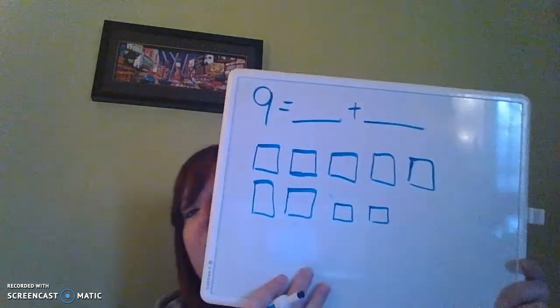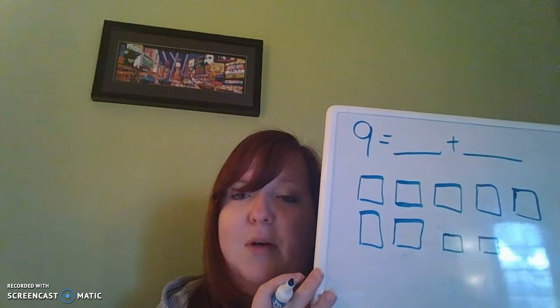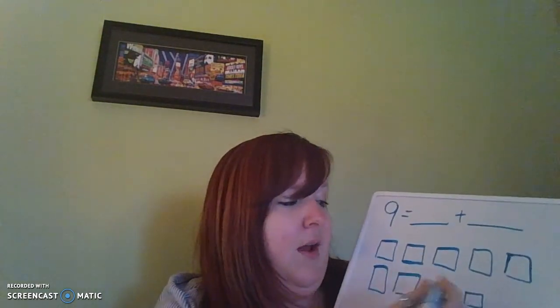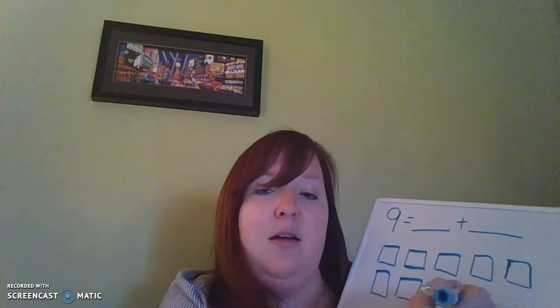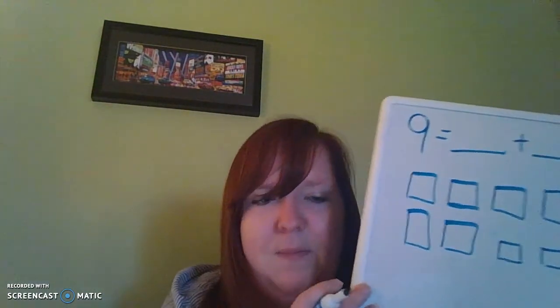There's my 2 small blocks. Now another way you could have done it is you could have just drew it and not punched it out. So you have 7 and you want to get to 9, so you put 7 and then you would have drawn 8, 9. Okay, so now let's do a number bond. I'm going to draw my number bond.